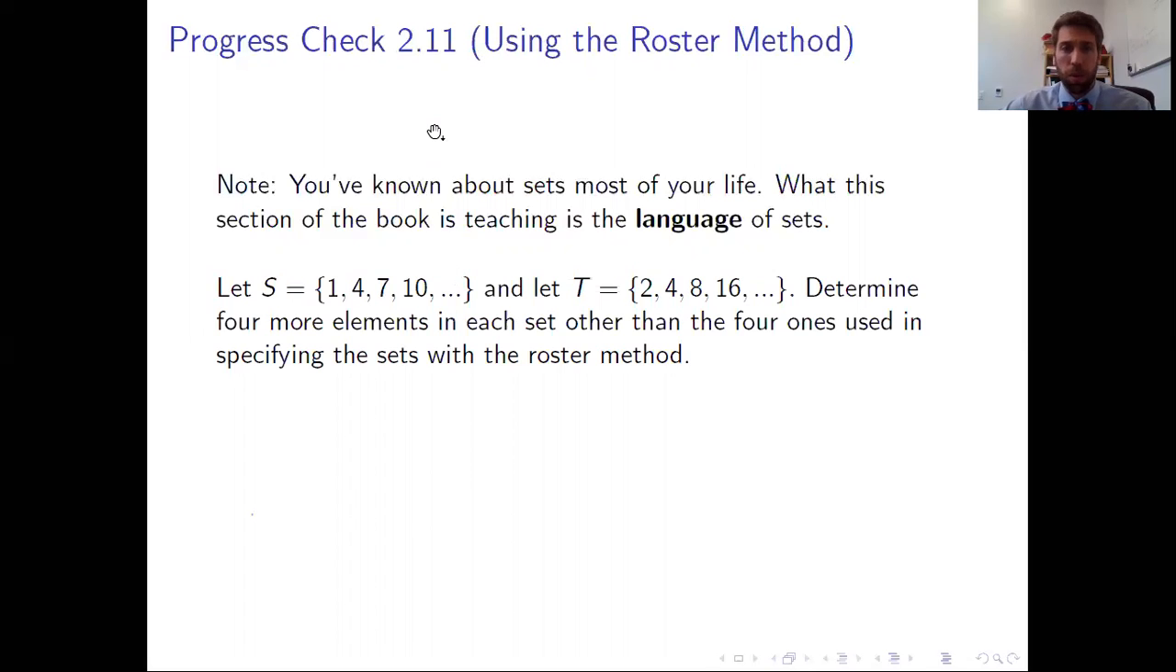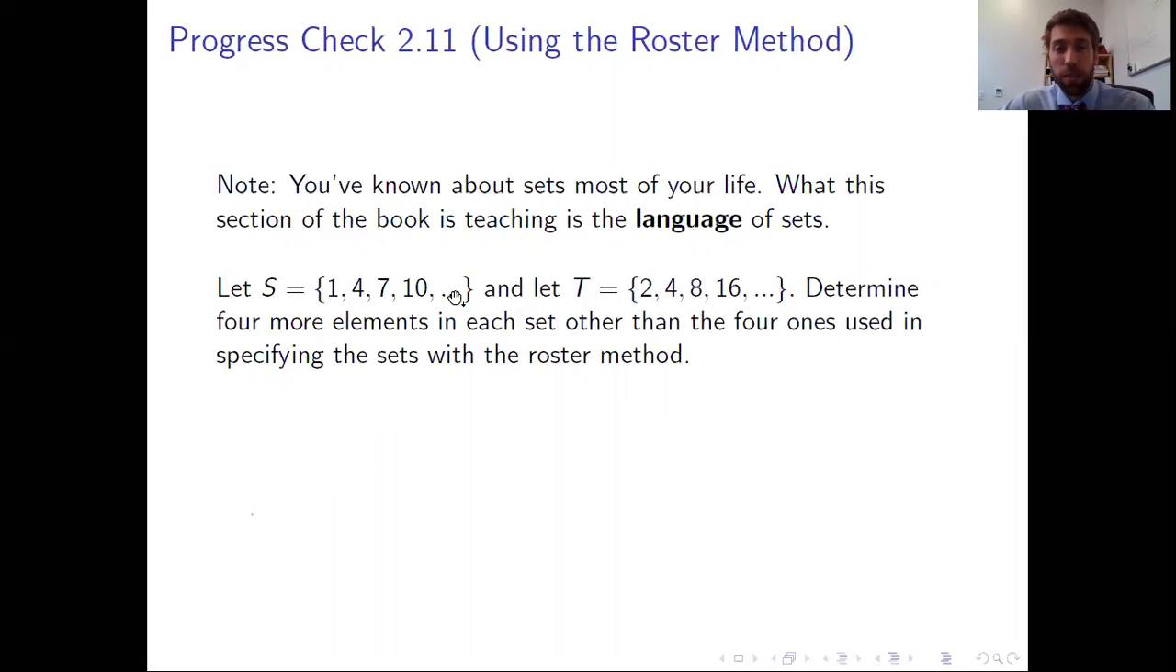So here's an example. Let's say S is the set of numbers 1, 4, 7, 10, and so on and so forth. And T is the set 2, 4, 8, 16, and so on and so forth. Let's find 4 more elements in each set, other than the 4 used, that satisfy the roster method. The author of our book calls this the roster method, because it's kind of like if you were going to a sports game and looked at the players on the team, it'd be like a list, a roster.